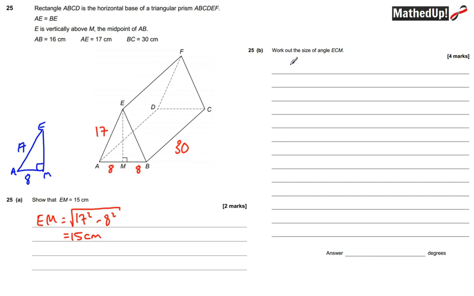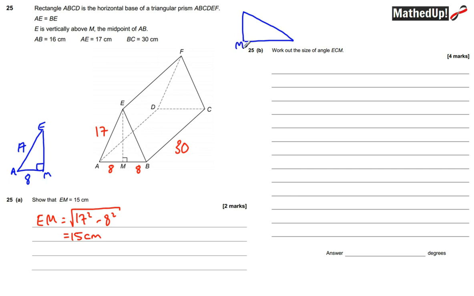Okay, part B says work out the angle ECM. So we're trying to work out the angle made if I drew a line that goes from E through to C. So again, what I'm going to do is just sketch the triangle ECM. So I'll do that over here. So we've got E to M to C. Okay, so we've got a triangle that looks like this.